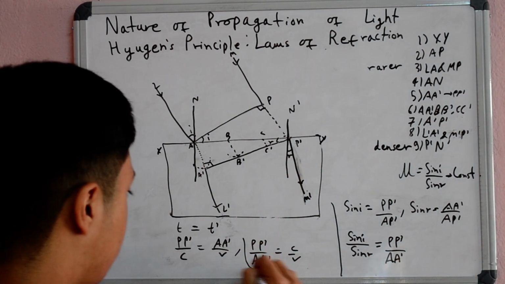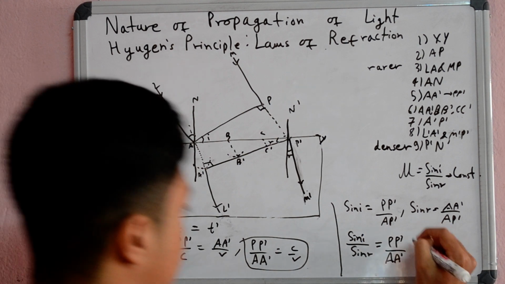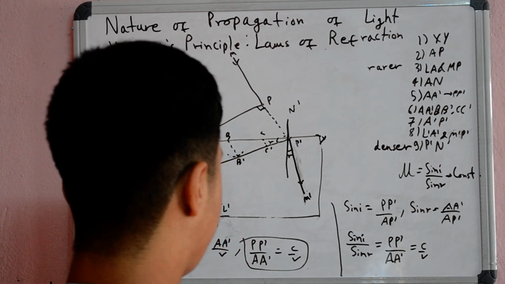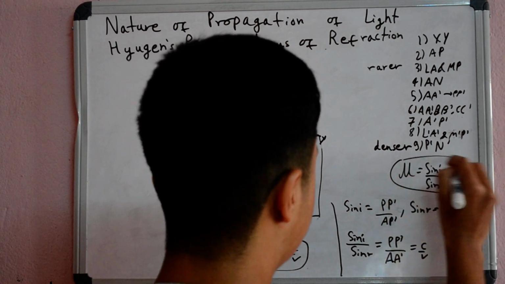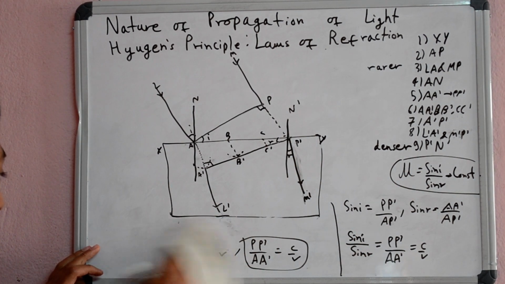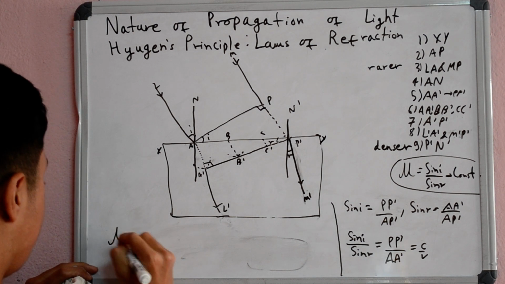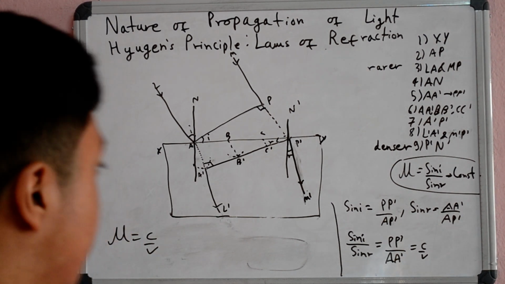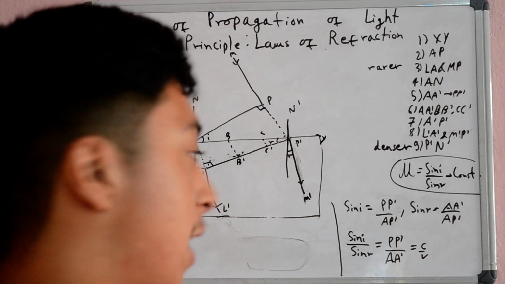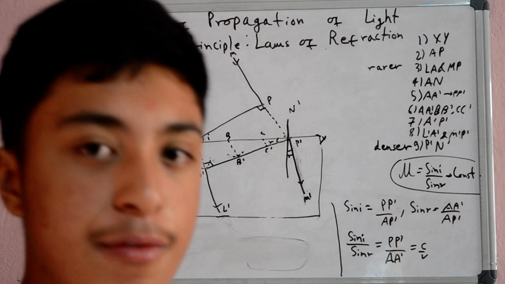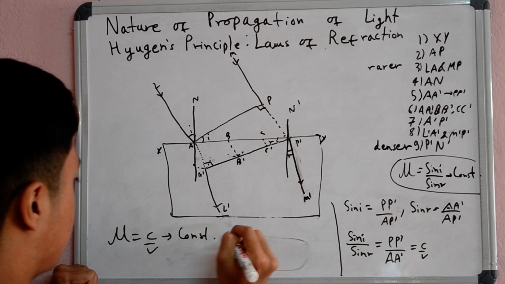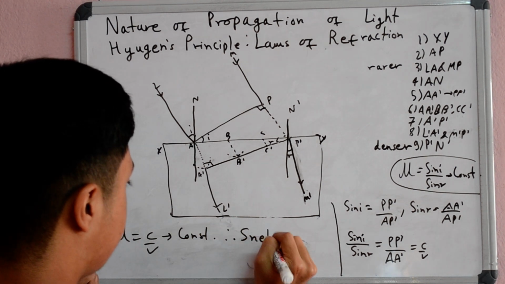Now from these two, we can see that this is equal to c by v. So here, we basically get this part, right? Sorry, we got this part. So that means we got our mu is equal to c by v. And here, for any pair of media, the speed of light in air by the speed of light in that medium is always constant, wherever you are on Earth, right? So this gives a constant. So therefore, well, Snell's law is verified.